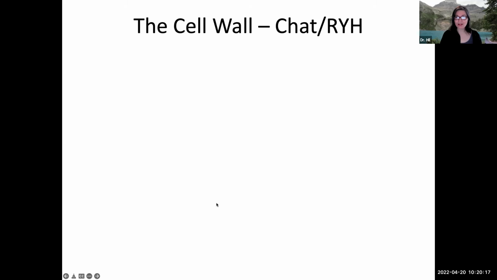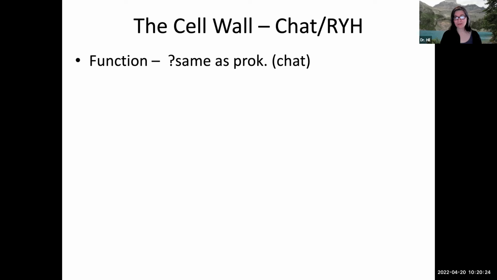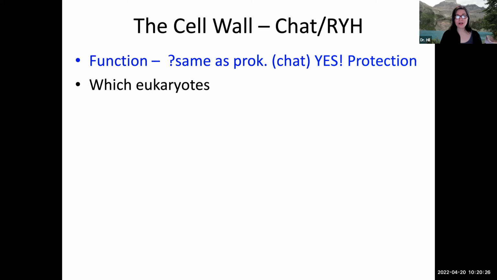Let's talk about the cell wall in eukaryotic cells. In prokaryotes, the function was protection from osmotic lysis. And in eukaryotic microbes, that's still the case. When it comes to macroscopic eukaryotes, there's more complexity, but in terms of microscopic eukaryotes, that's largely what it is for. Which eukaryotic cells have cell walls? Write that into the chat. Which eukaryotic cells have cell walls? Which types?